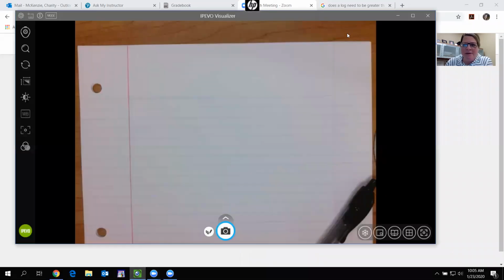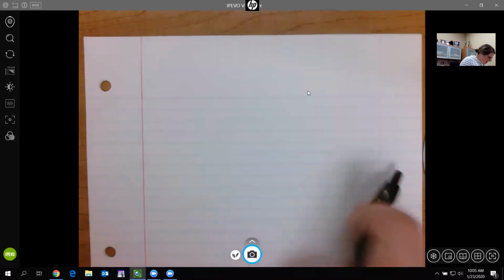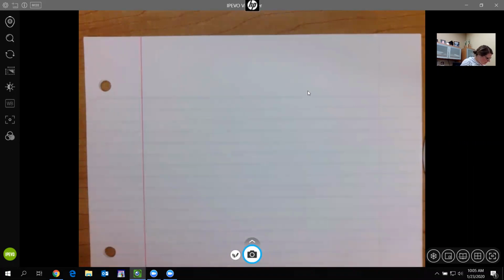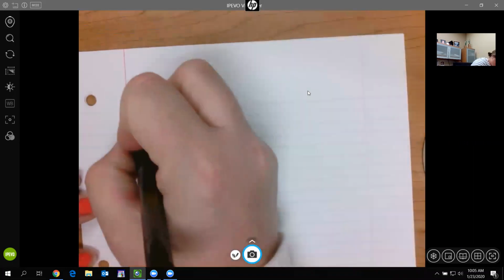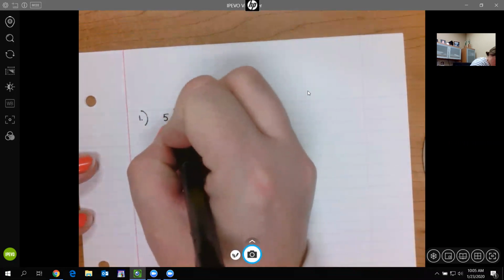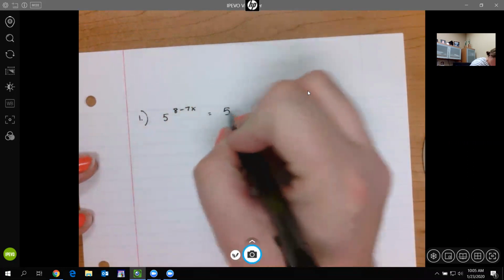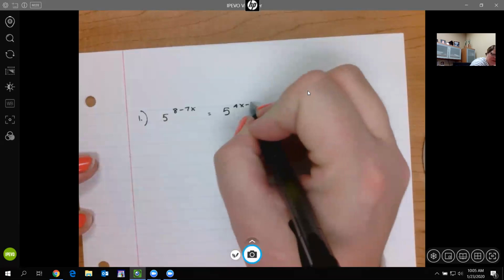Let me go ahead and share my screen with you. You should be able to see me in the corner, and then you'll see my paper here as well. The first problem I want to look at is something like this. What if I have 5 raised to the 8 minus 7x, and that's going to equal 5 raised to the 4x minus 2?